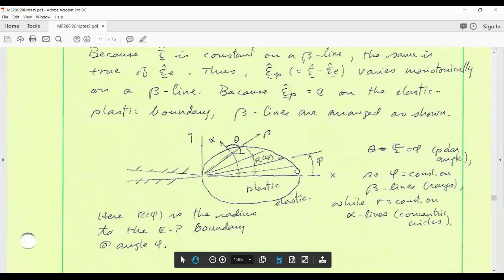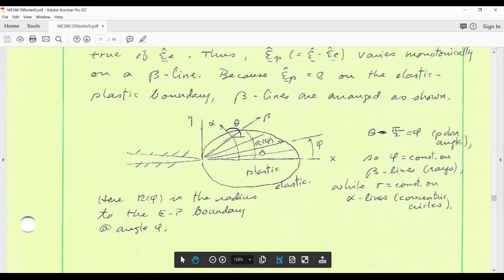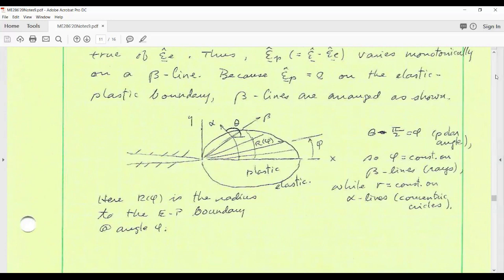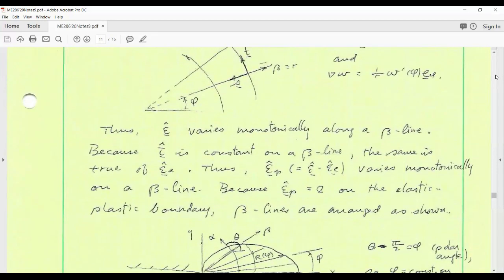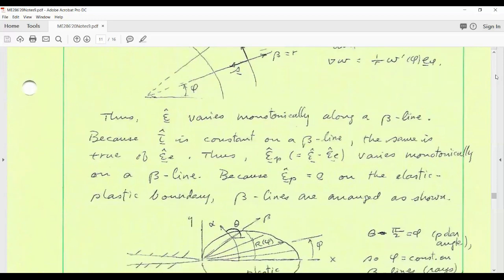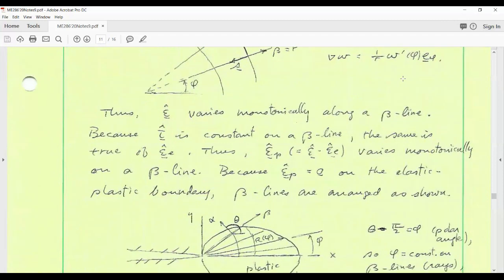So our job is to find, we've constructed already a solution in the plastic zone as far as the stress state is concerned. To find the deformation, we have to do a little more work to find the actual deformation. So let's see how that works.